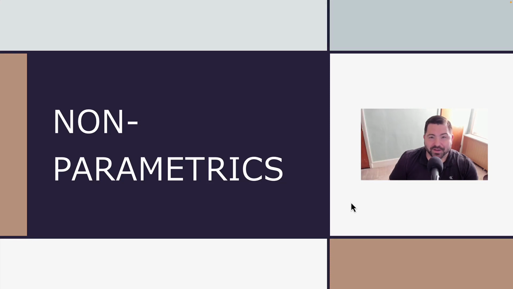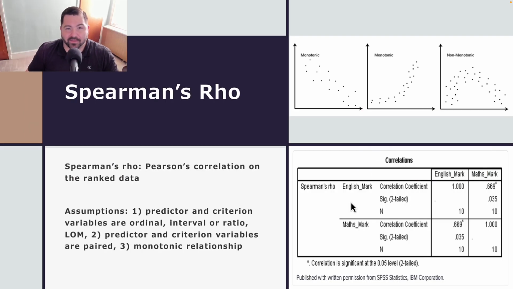Okay, last video in the series, let's get into non-parametrics. So as we said, the test statistic for correlation is really going to be the Pearson product moment correlation coefficient. But if we violate the basic assumption of normality or linearity, we need to be able to have a non-parametric friend to help us determine what that correlation might be based off of mean ranked data.